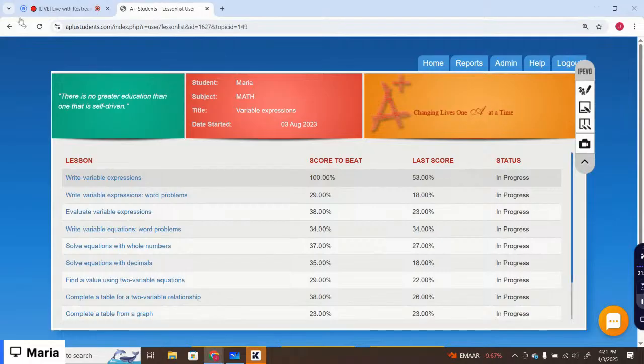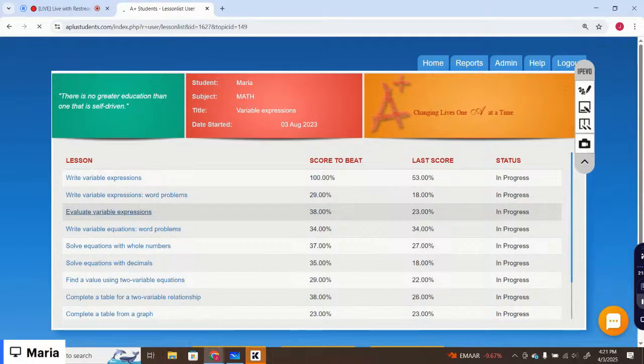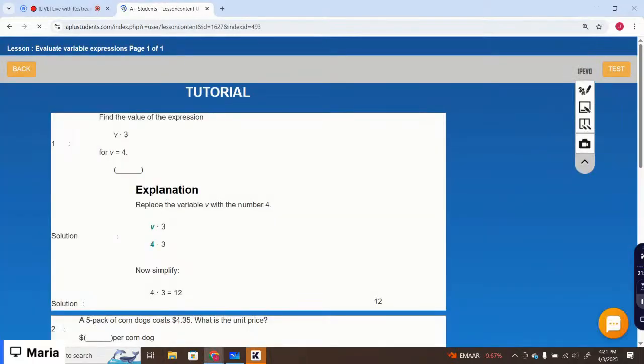Next lesson is evaluate variable expressions. Find the value of the expression v times 3. Now you have to evaluate it for v equals 4. Just replace the variable v with a value. We have v times 3. Now replace v with a 4. So that will be 4 times 3. And 4 times 3 is 12.